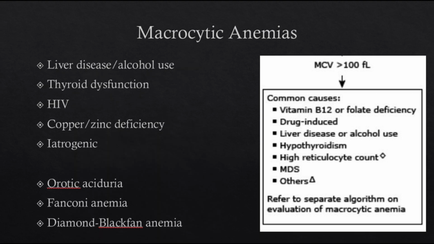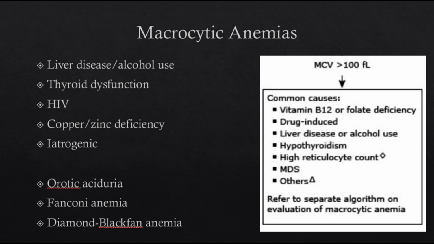And lastly, some other causes: liver disease, alcohol use, we discussed that. That goes hand in hand with nutritional deficiencies. Thyroid dysfunction, which, if you watch the other anemia lectures, can cause normocytic and microcytic anemias as well. That's because thyroid can directly cause these things, or indirectly through iron metabolism and through other metabolic dysfunction that the thyroid is so essential to keep up. HIV as well. HIV affects bone marrow. It affects just about everything.